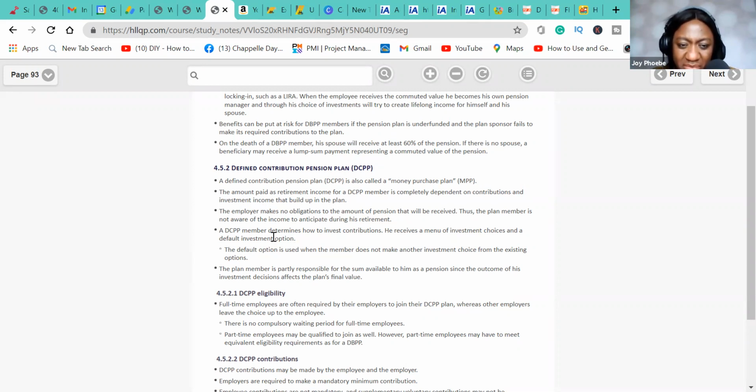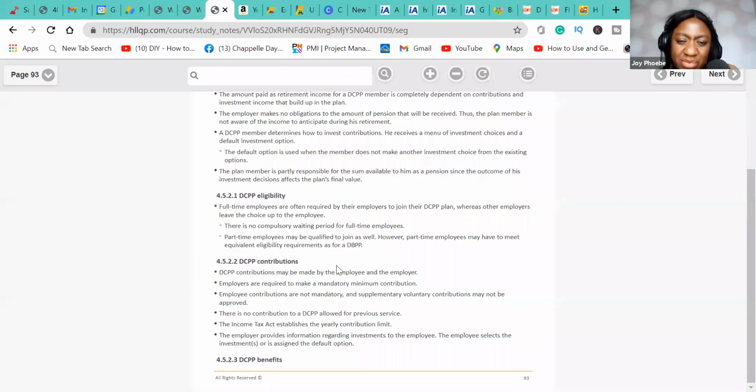The plan member is not aware of the income to expect. So it's whatever. And to be eligible, you have to be a member or an employee, either part time or full time. All those categories of employment status will determine how soon you can join the plan, just like we saw in the defined benefit pension plan.